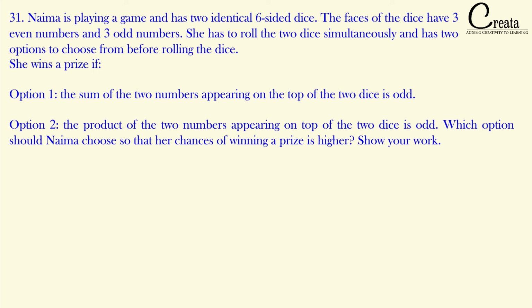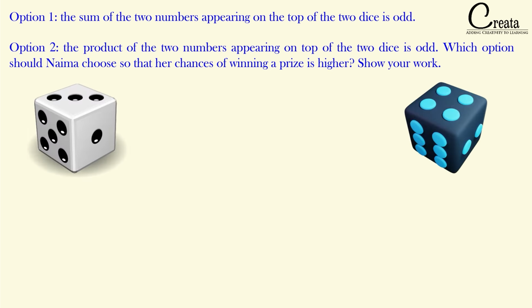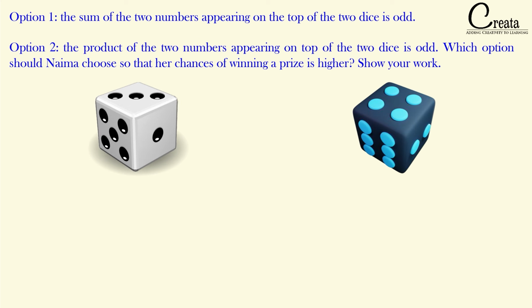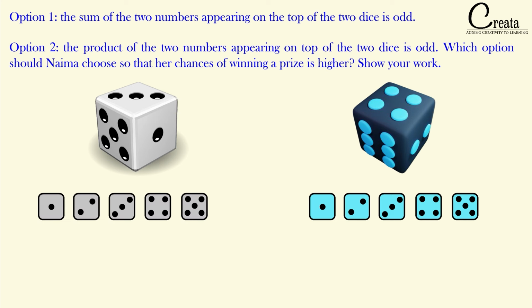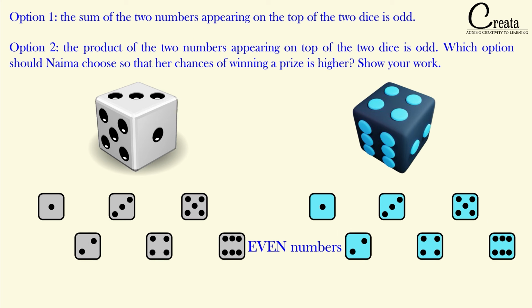So let's take down the question. In this question, Naima is playing a game with two dice. These are the two dice. A die has 3 even numbers and 3 odd numbers. Dice have numbers 1 to 6. 1, 3 and 5 are the odd numbers. 2, 4 and 6 are the even numbers.